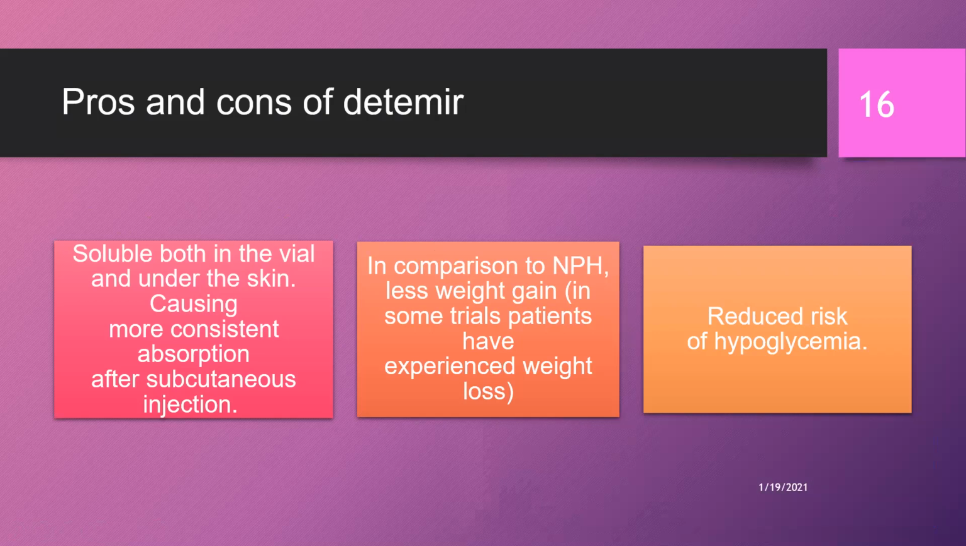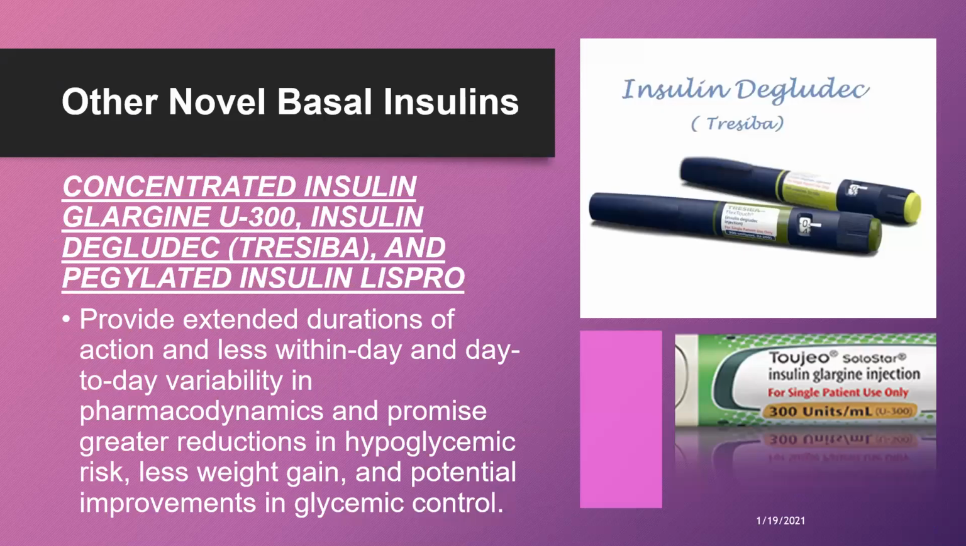So detemir is clearly a bit different from glargine, in that two main issues with glargine were the risk of hypoglycemia and the requirement of twice a day insulin, which is also possible with detemir, however. But as compared to NPH or other regular or human insulins, it has less tendency to cause weight gain in some weight-conscious types of patients.